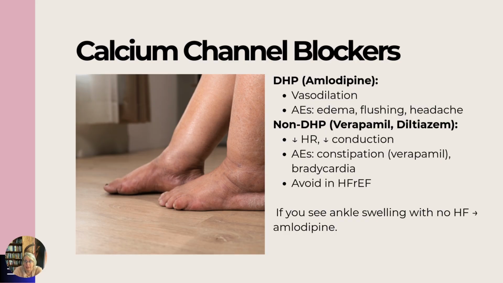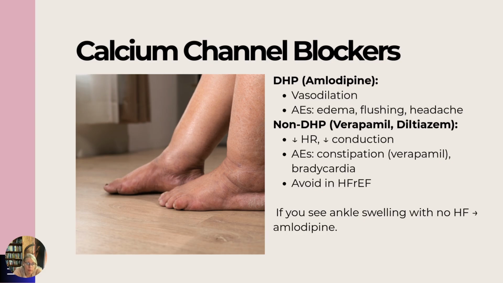One way to think about it is that DHPs dilate the periphery, versus non-DHPs, which are node depressors, acting on the heart nodes. My non-DHPs here are verapamil and diltiazem. Both of those are going to work directly on the heart to decrease the heart rate and decrease the conduction of the heart. These guys might cause constipation. Verapamil actually causes constipation, and bradycardia can happen if things get slowed down too much.